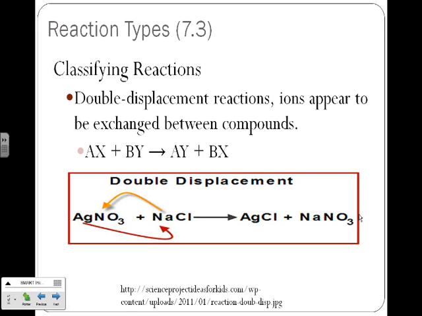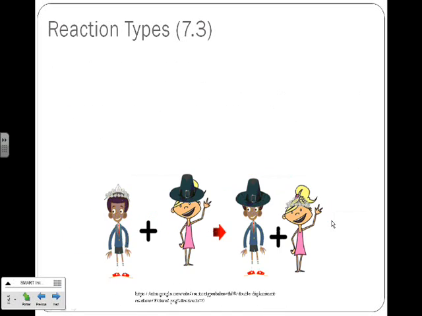Now let's look at double displacement. Double displacement is when you have two compounds and they both switch partners to make two new compounds. Okay? So double displacement, here's an example. We have silver nitrate to begin with plus sodium chloride. And in the end, we have silver chloride with sodium nitrate. All right? And so they just both switched dance partners in this instance. So they both go with dates to the dance, but they end up leaving with the other person's date.